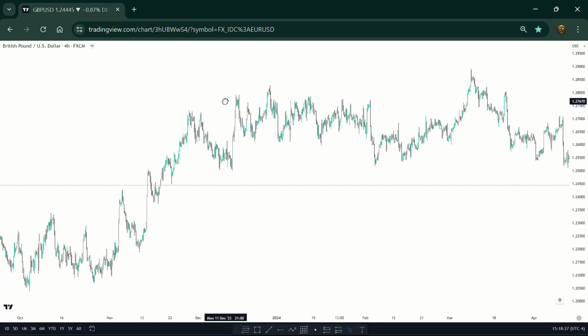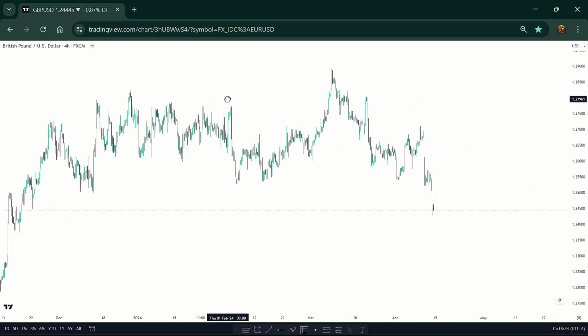Today we are doing trade analysis and entry. So we are going to analyze this chart and then look for entry setups.